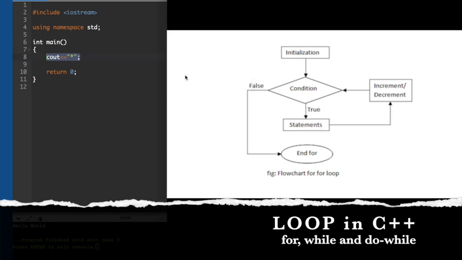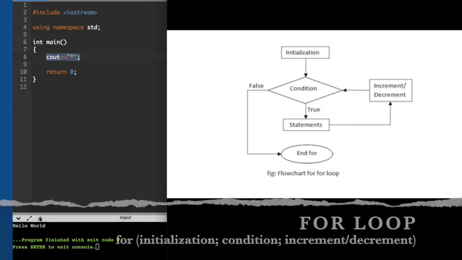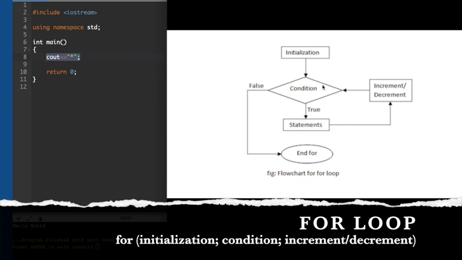There are three types of loop in C++. The first one is for, the second one is while, and the third one is do while. We are going to look into these three one by one in this video. So let's have a look at the first one, which is the for loop. I will explain that using this flowchart, and then we will continue with the code after this.